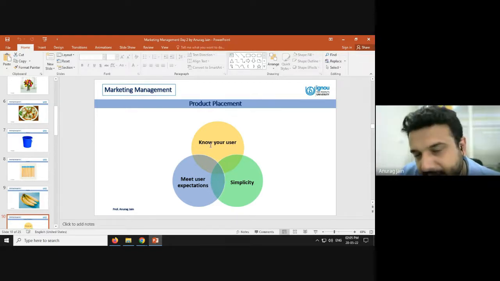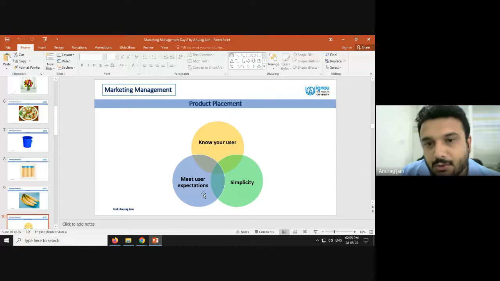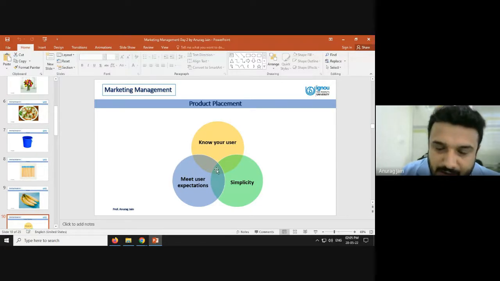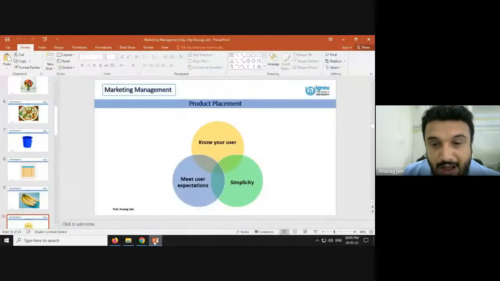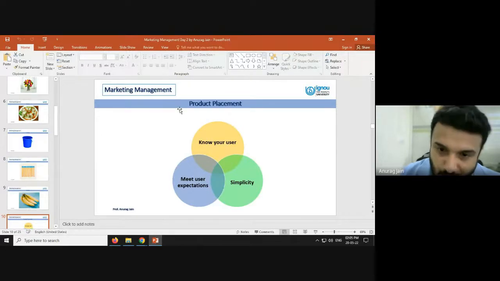And when these three elements are there, when you are trying to place any product, you are seeing there is an overlap of all these three circles which is happening here. So this is the area where you can actually place your product. This is the area where you are going to get success for your product. And these are the three underpinning requirements, or elements, which are going to help you to place your product.